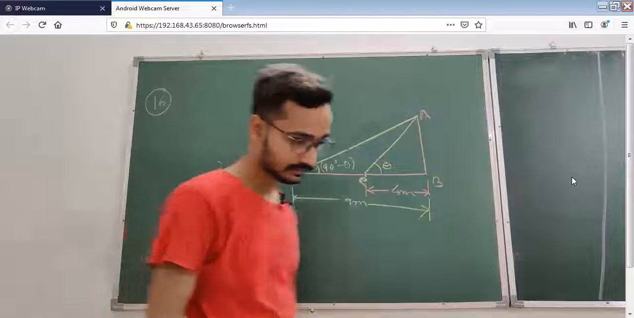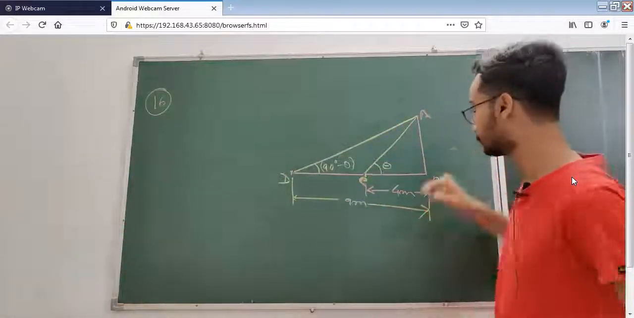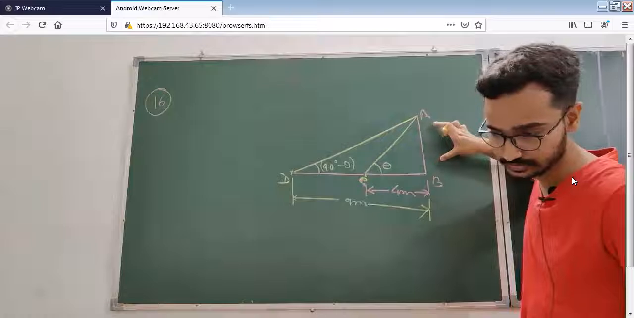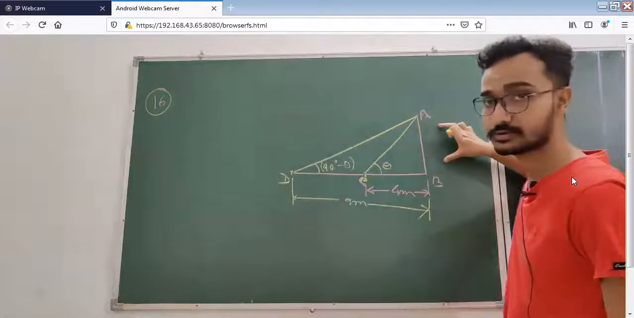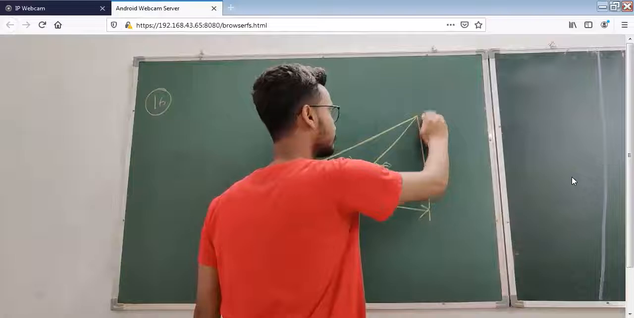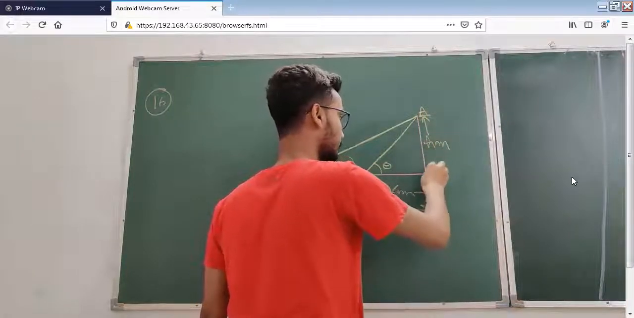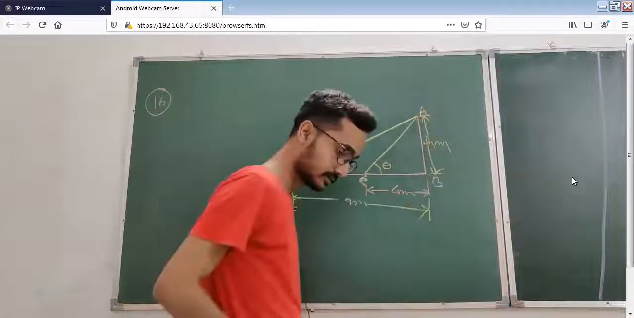Now see, you have to prove that the height of the tower is 6 meter. That means you have to prove that AB is equal to 6 meter. So how can you prove? Very easy question. Let AB equal to h meter.